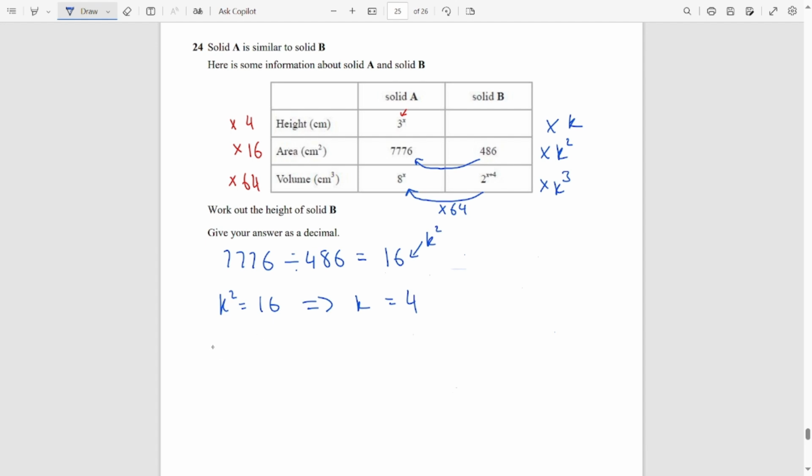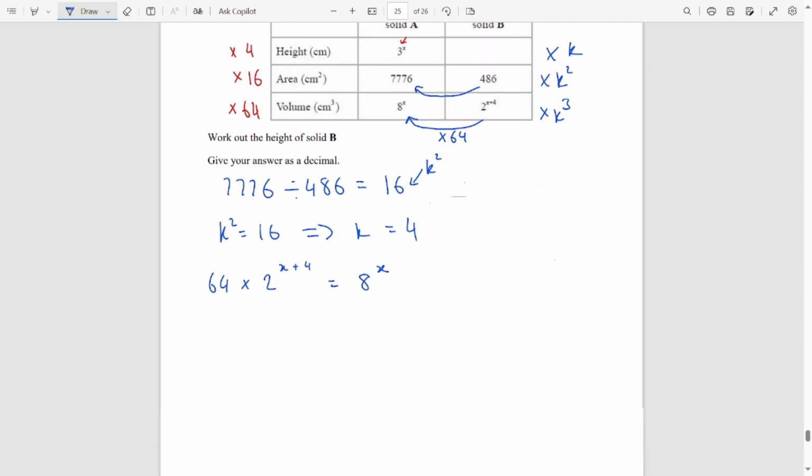So I'm going to write 64 times 2 to the power of x plus 4 is equal to 8 to the power of x. Now I'm trying to work out what x is. This is a difficult problem, but I can see that all of these are 2 to the power of something. It might be easy to see that 8 is 2 cubed, but 64 is also a power of 2, and you can do this by a little bit of trial and error on your calculator if you need to. Try 2 to the power of 3, 2 to the power of 4, 2 to the power of 5, and you'll see that 2 to the power of 6 and 64 are the same.